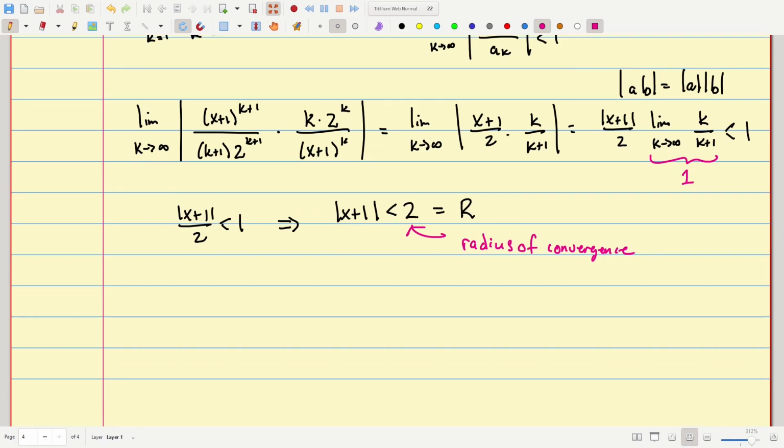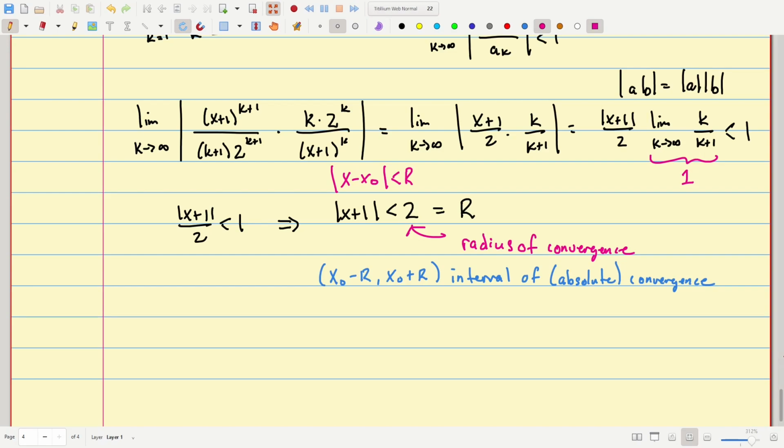Okay. So I reduce my expression to something that looks like this. The absolute value of x minus x naught is less than R. That capital R is the radius of convergence. The interval from x naught minus R to x naught plus R is the interval of absolute convergence. Normally it's just referred to as the interval of convergence.